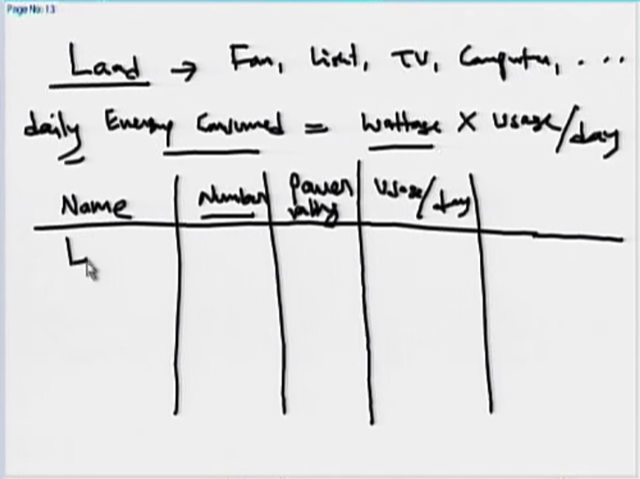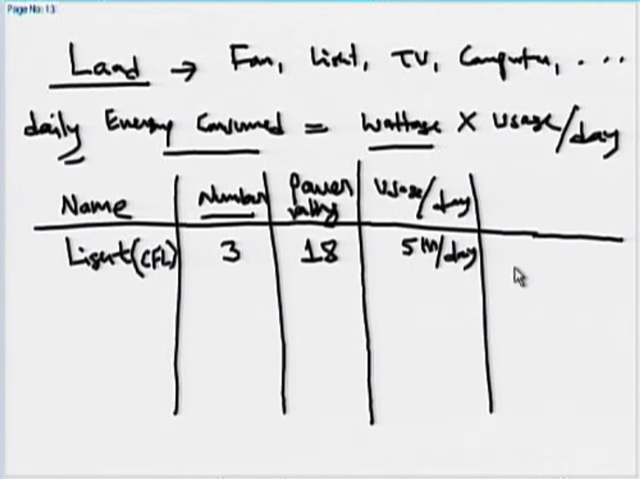So, let us look at the light. Suppose you have CFL, you have 3 CFL in your house, and the power rating of each CFL is 18 watt. That is one of the standard, and you are using 5 hours per day, every day. So, how much does this become?